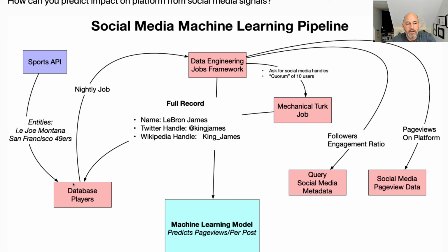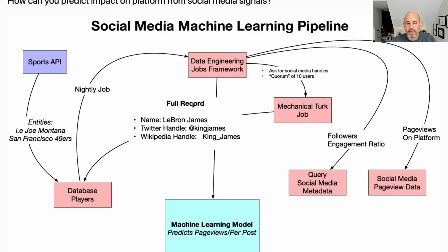Then I have a nightly job that runs that goes into this jobs framework that I built. This job framework can go through and run something periodically. In most machine learning or data engineering jobs frameworks, you tell it to run at a certain interval, and then you also tell it the data sources and then the data output. What I would do was I created a Mechanical Turk job, and this is a way of cleaning up the data. I would ask people around the world effectively to find the social media handles, and then I would take 10 of the results, and then I would figure out if most of the 10, a quorum of them, agreed on who Joe Montana's social media handle was. Then I would create the full record.